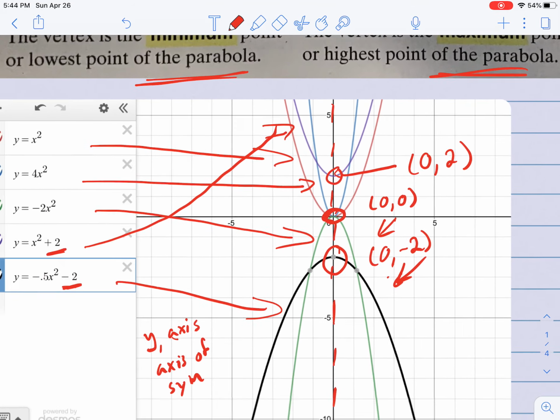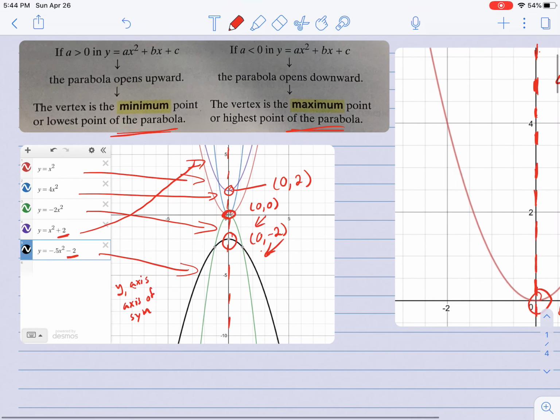So if you'll notice, the vertex is always going to be 0, 0 unless you have a c value. Or if there's a b value, then that changes it completely. But for right now, what we're going to be dealing with, our vertex is going to be 0 for our x, because when x equals 0, you're on your y-axis, which is our axis of symmetry. And then the c value actually gives us the y coordinate.